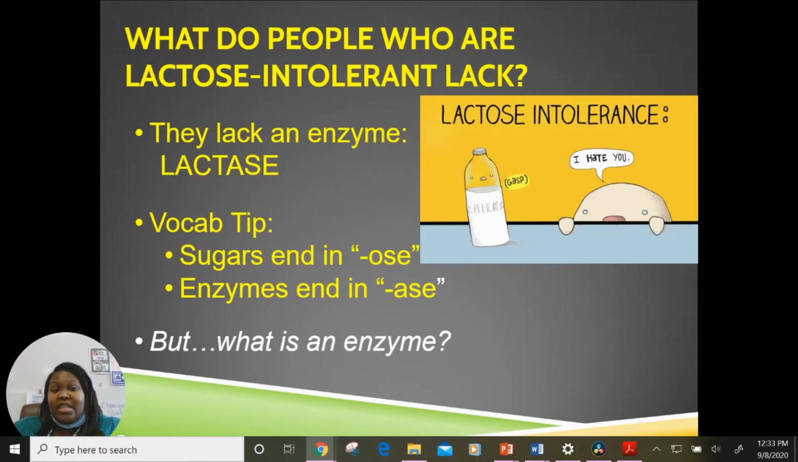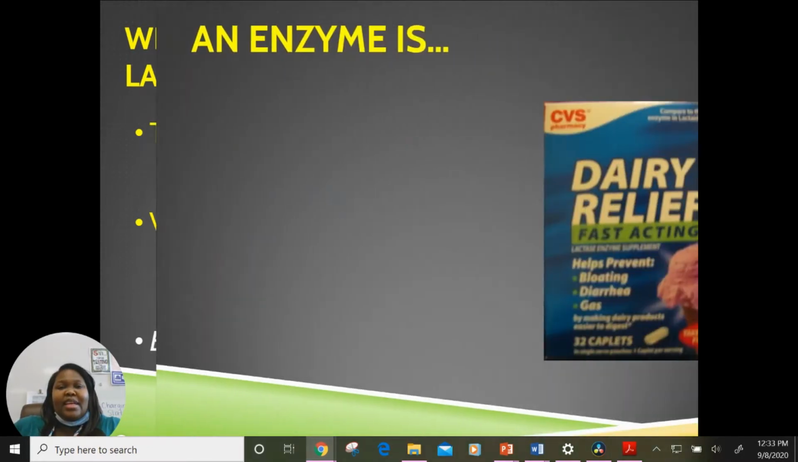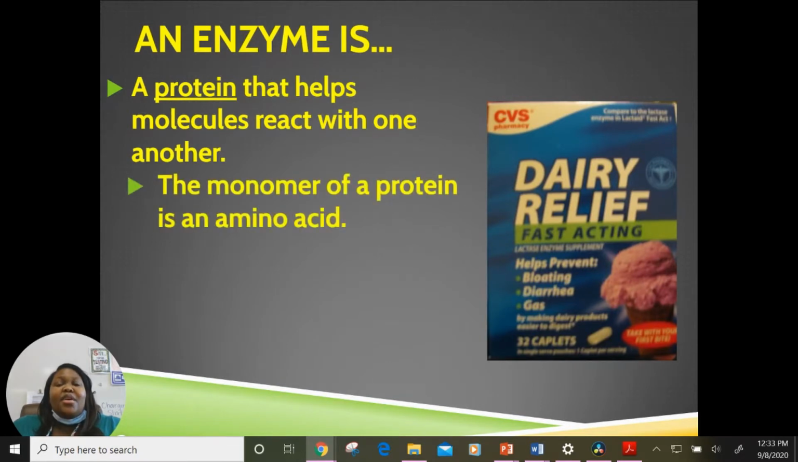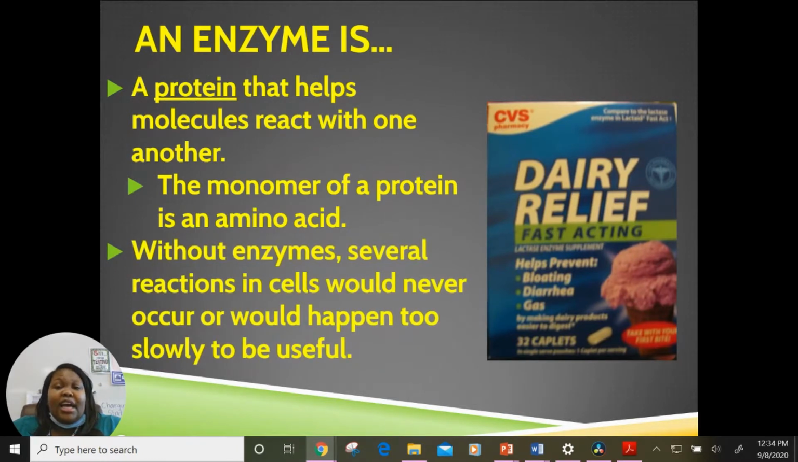But what is an enzyme? An enzyme is a protein that is going to help two molecules react. Recall that the monomer of a protein is an amino acid. So enzymes are strings of amino acids, and remember that they're folded into special three-dimensional shapes because they're proteins. Without enzymes, the reactions in our cells would either never happen or they would happen too slowly to be useful to our bodies or to living things.